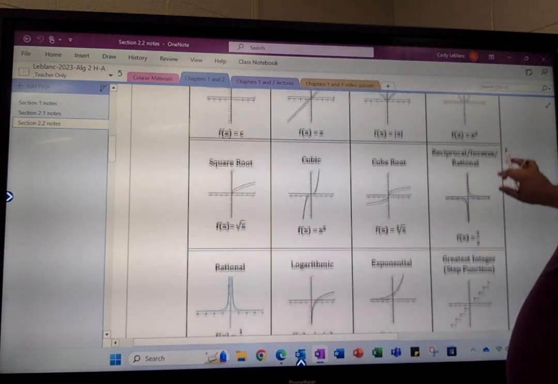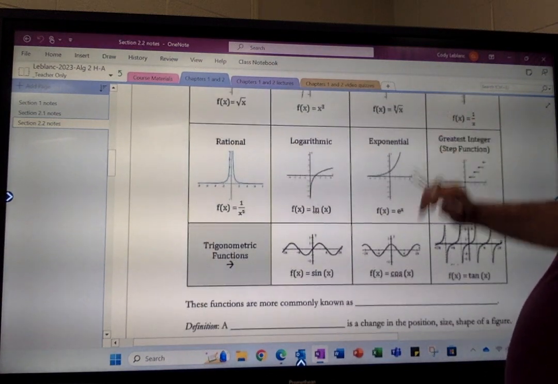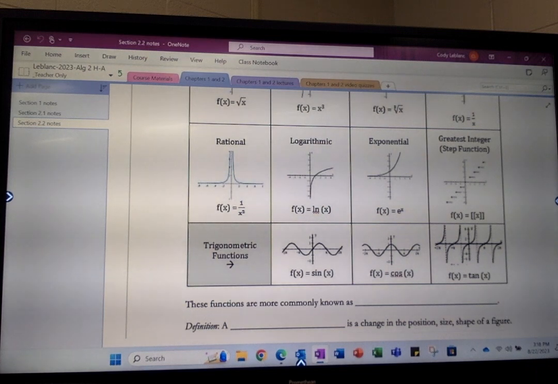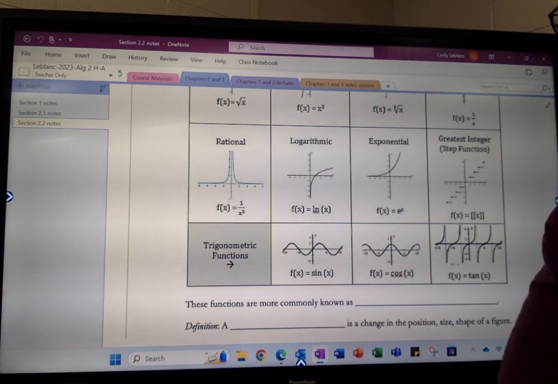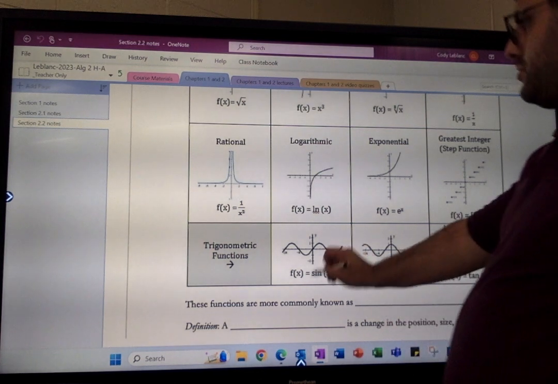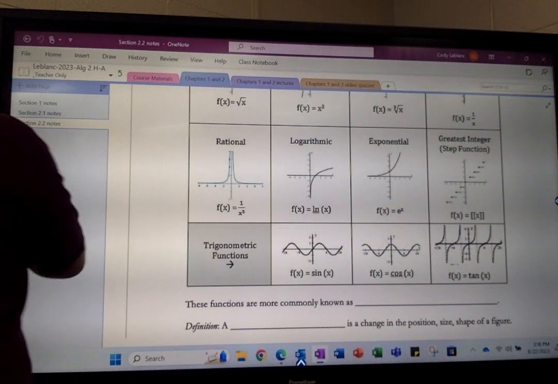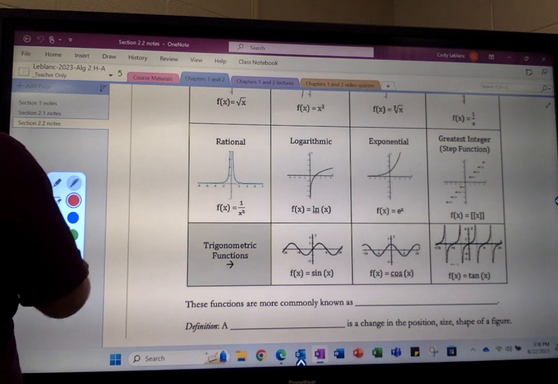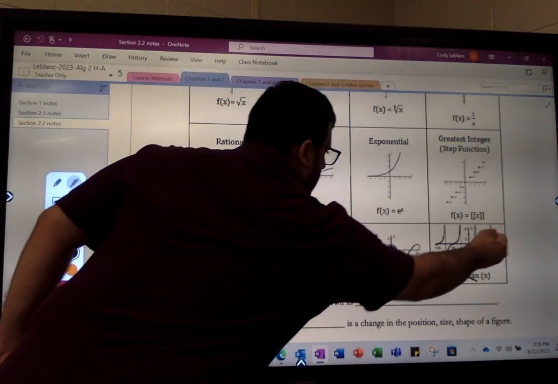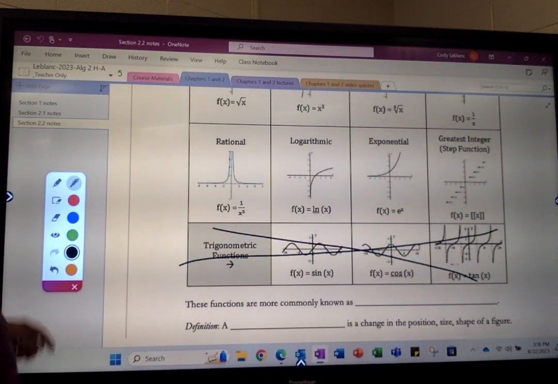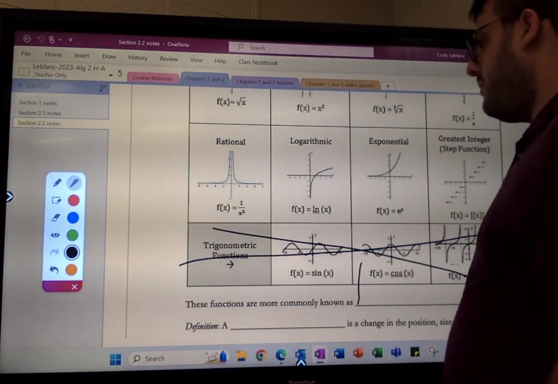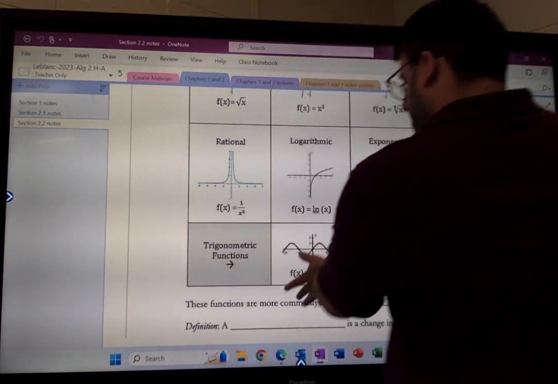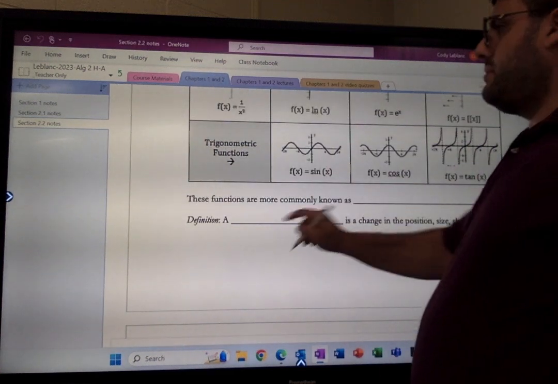You have your reciprocal function. You have your rational function, and your exponential and logarithmic function. You also have the greatest integer function, or the step function. Here, where it says trigonometric functions, we don't necessarily need to know those right now, so we'll just nix them for the time being.